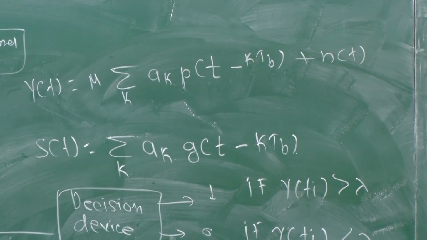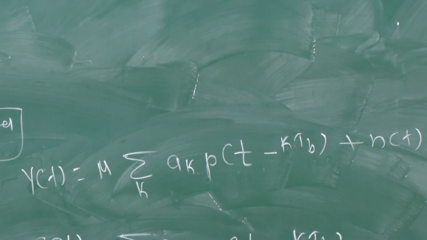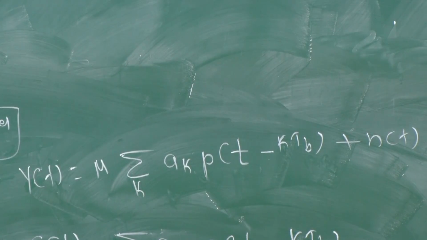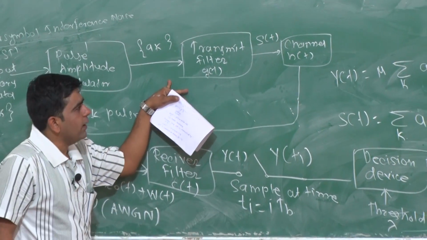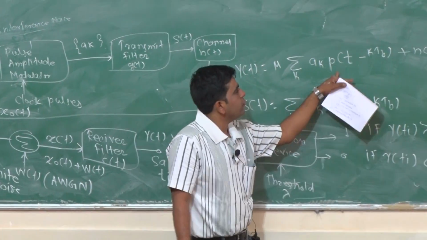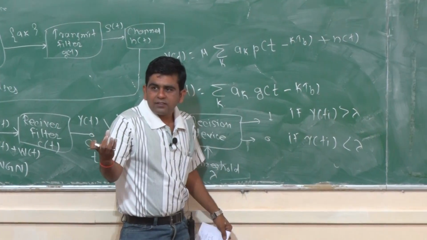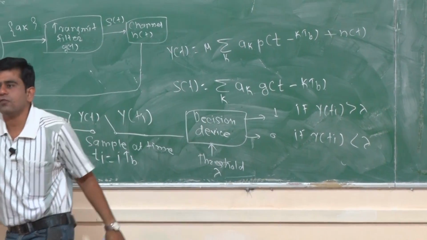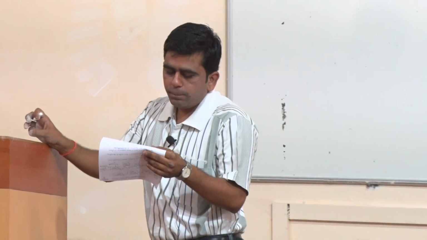So output here y of t is equal to mu, a scaling factor, summation over k, a k, this is a pulse amplitude modulated signal, a k sample value is multiplied with your p of t minus k TB. This is a pulse which is given as t minus k TB plus n of t. n of t is nothing but noise.